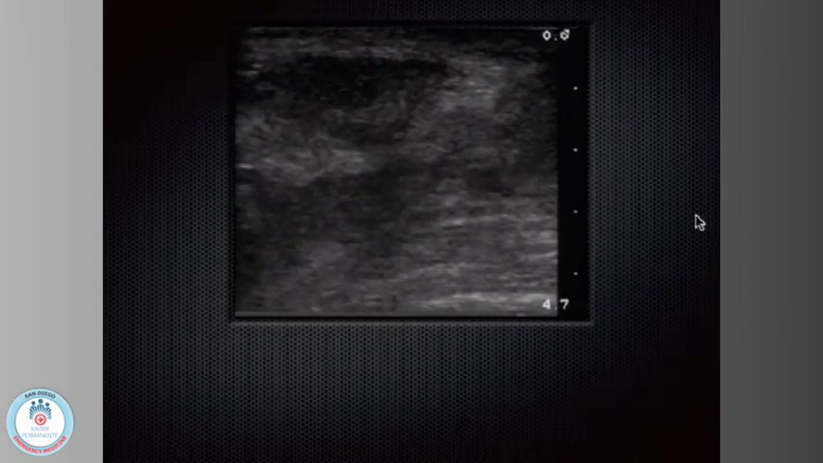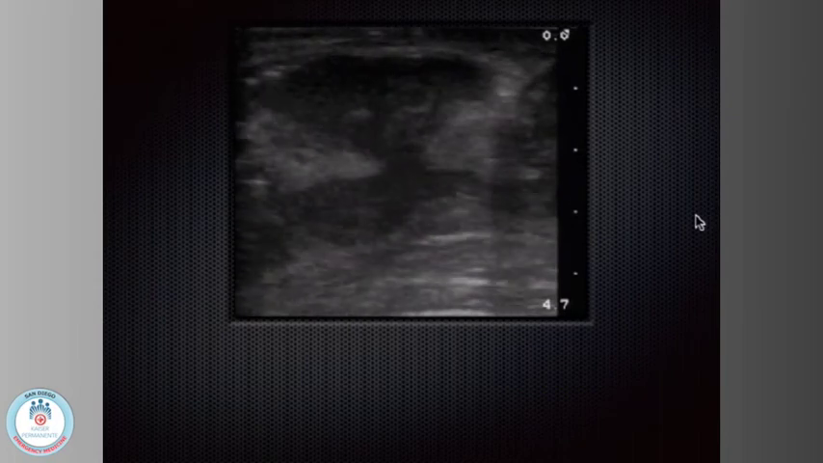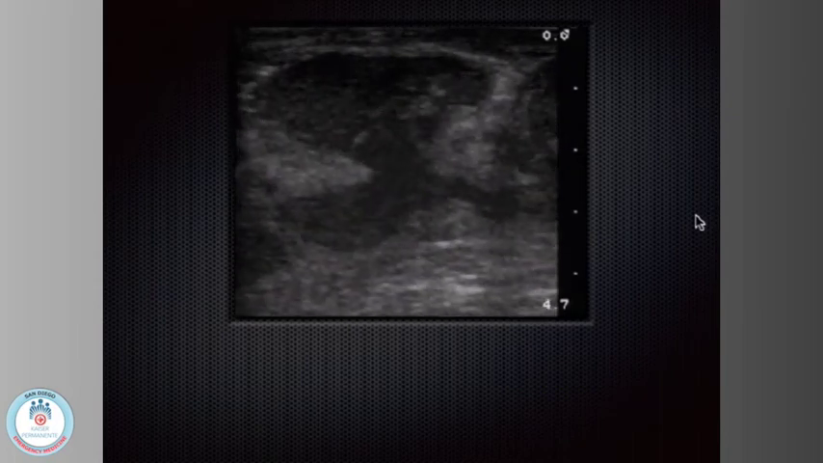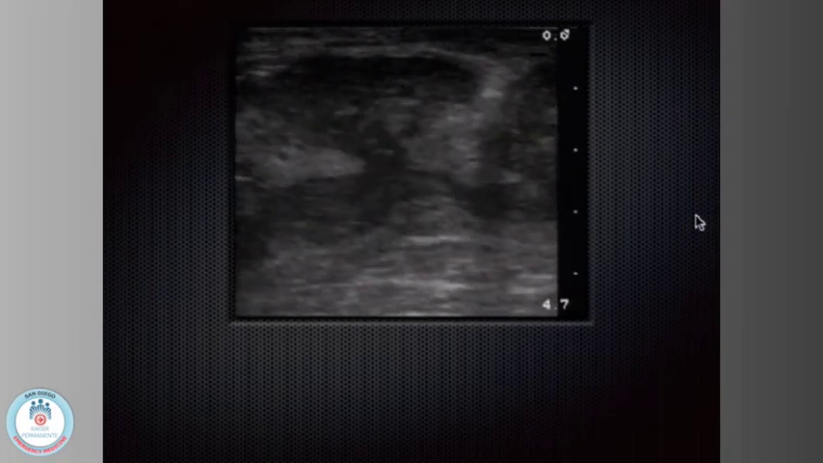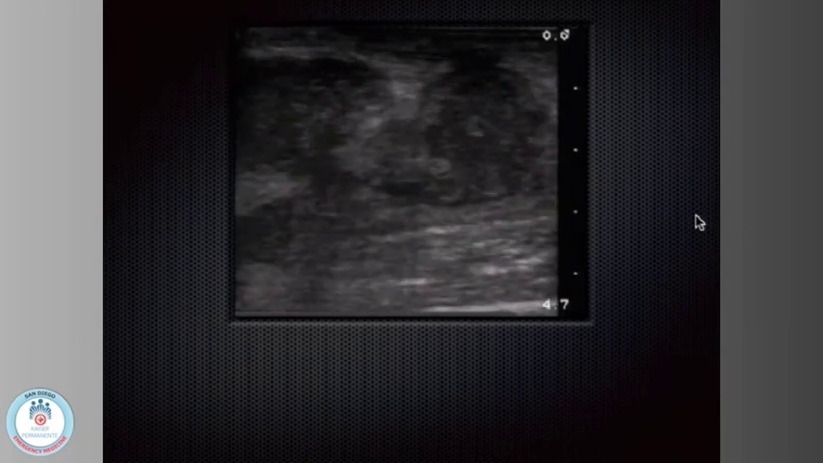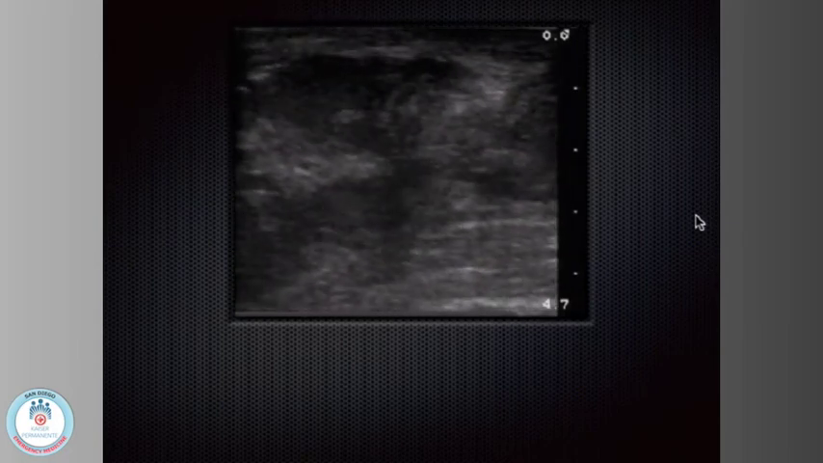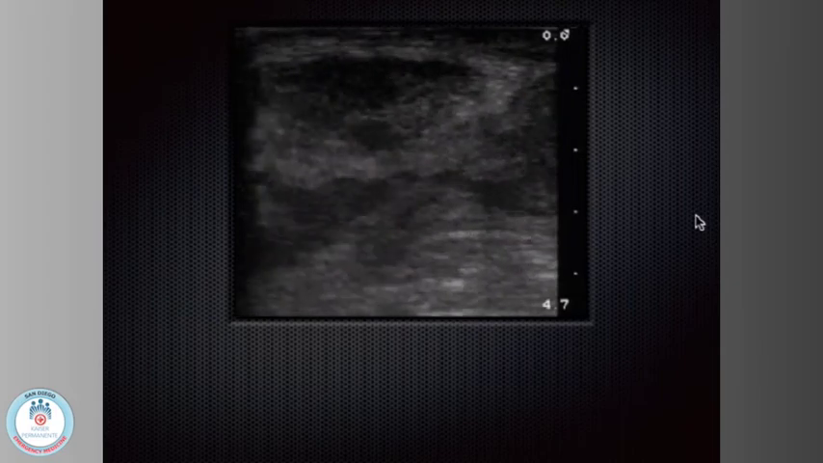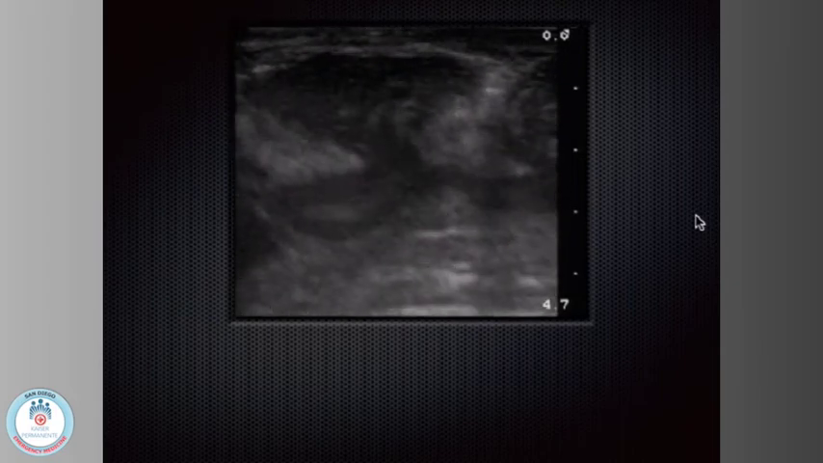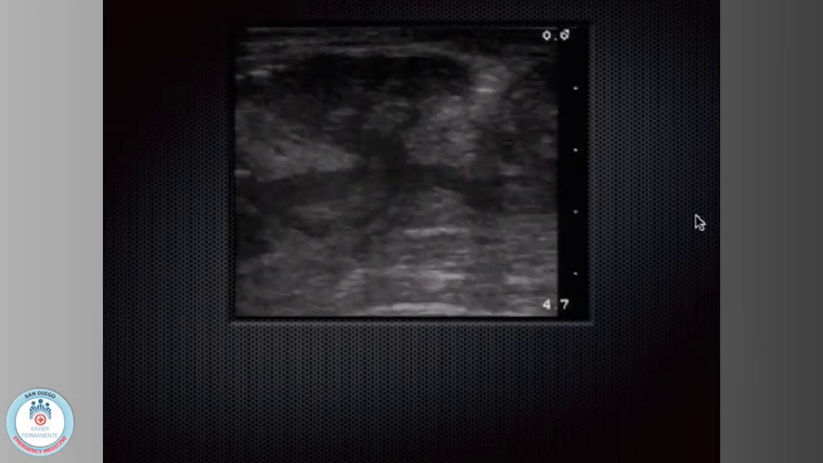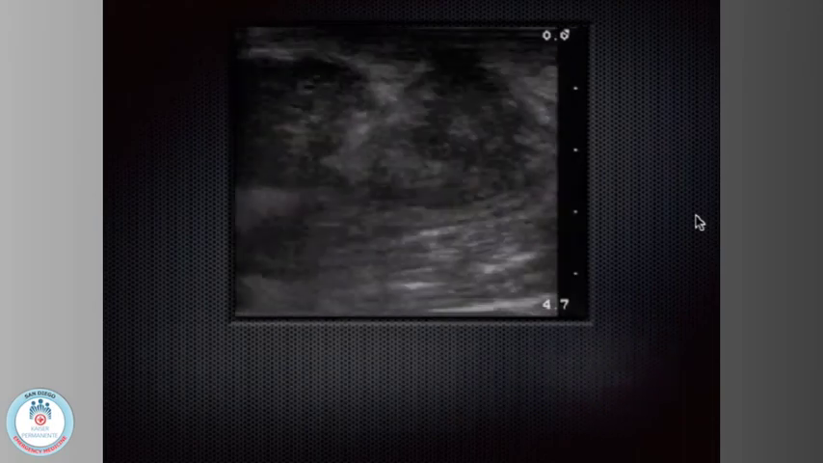What's this? Swirl sign? Yeah, swirl sign for the abscess. It's like a volcano ready to go. So with an abscess you should see swirling debris moving around when you compress the tissue.